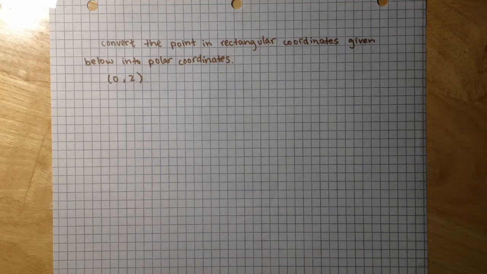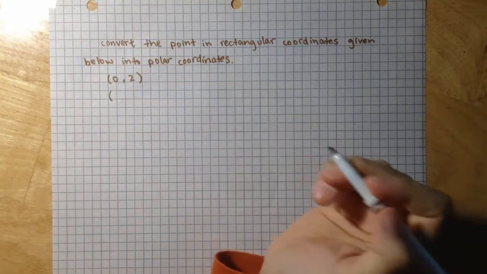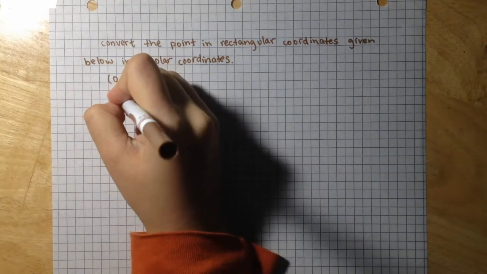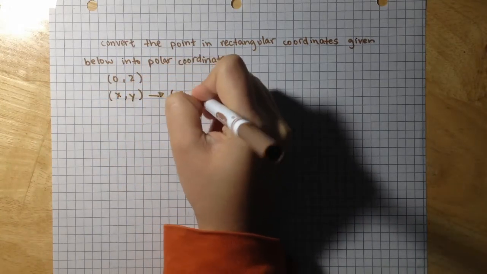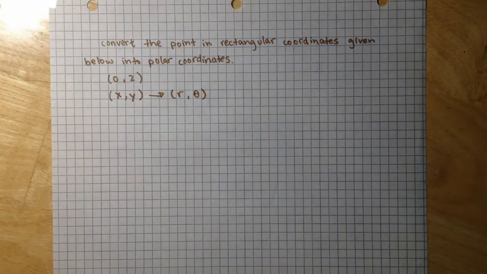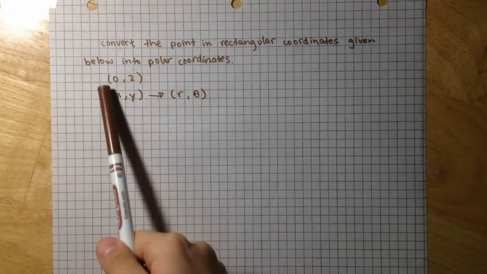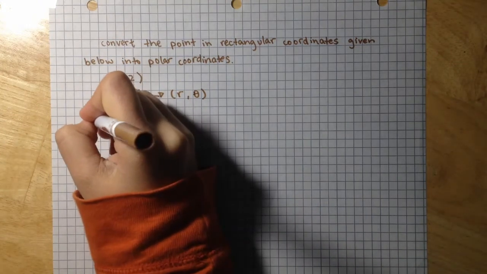We are asked to convert (0, 2) into polar coordinates. So they told us that (0, 2) is in rectangular coordinates, meaning it's in the x, y format, and we must turn it into the r, theta format. So let's first graph this just to get an idea of what it looks like.